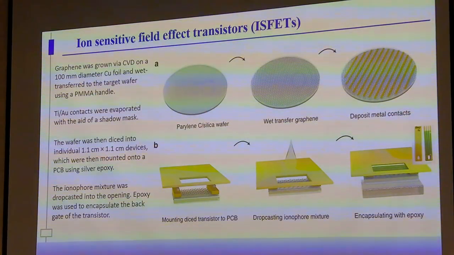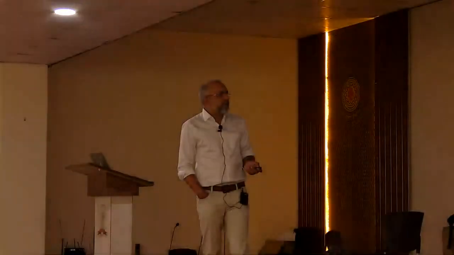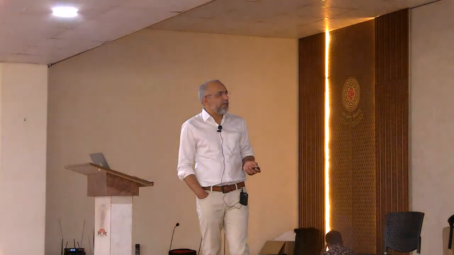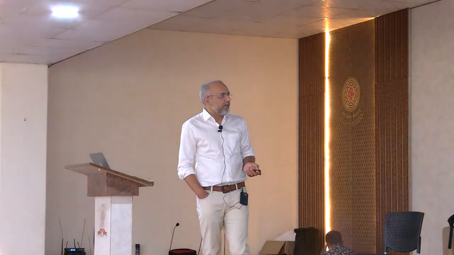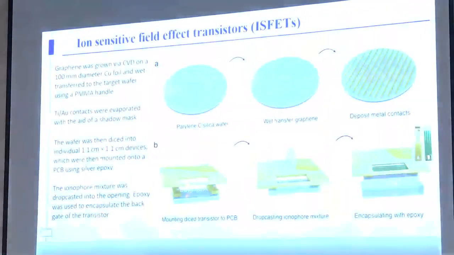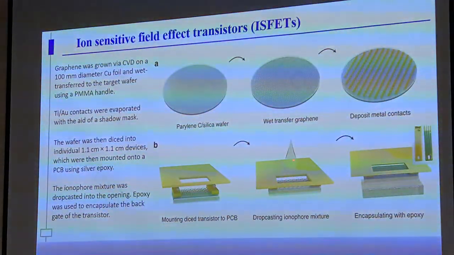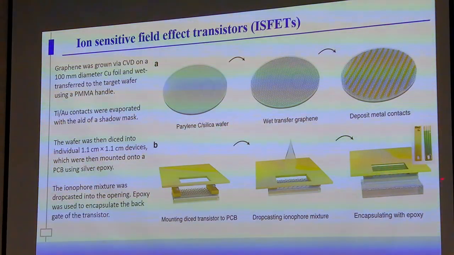And this is how they fabricate it. They use a simple wet transfer graphene, then deposit on metal contact, and then do etching. Then do mounting the die transistor to PCB, and then the ionophore mixture, the membrane, and finally encapsulating with the epoxy. And then they slice it, and then finally you have this tiny electrode like this. So you can have multiple electrodes, maybe 30 electrodes from one device. Very easy, very straightforward. And the size of these die electrodes is 1.1 centimeter by 1.1 centimeter.